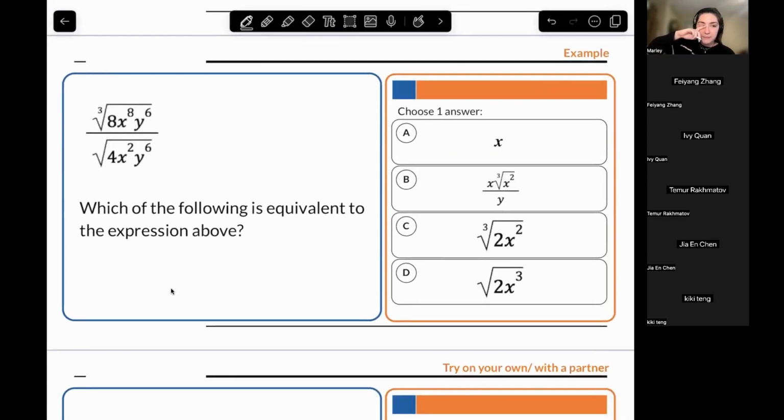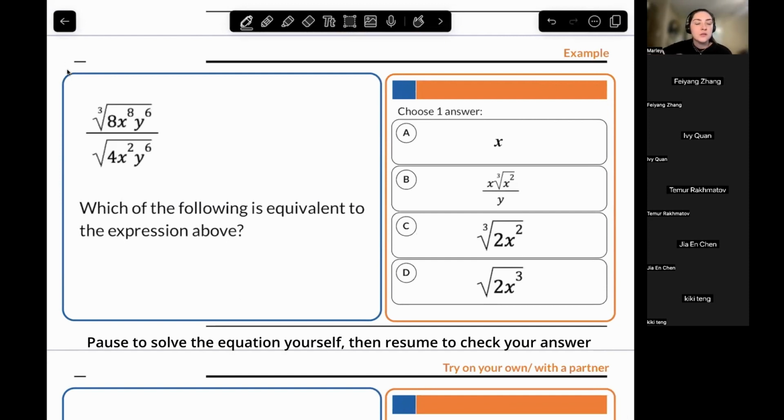So this is just an example where we can simplify to get one of these answer choices. I'll give you guys about 2 minutes to try and simplify this, choosing an answer. When you have an answer, send it to me in the chat box via direct message. And then we'll talk about how we could get from what they showed us to an answer choice.